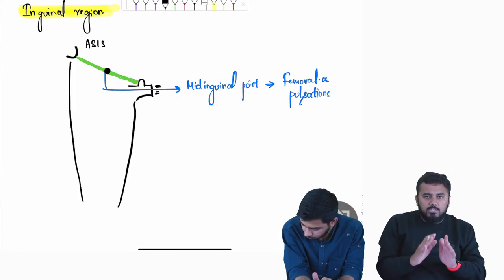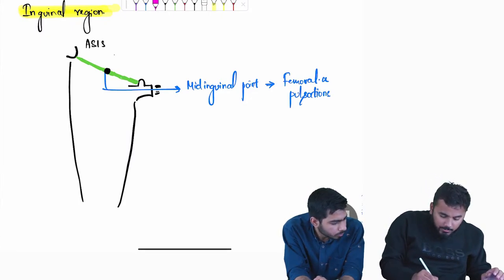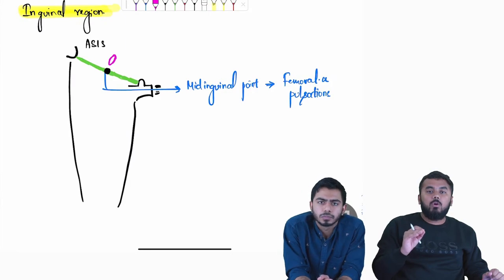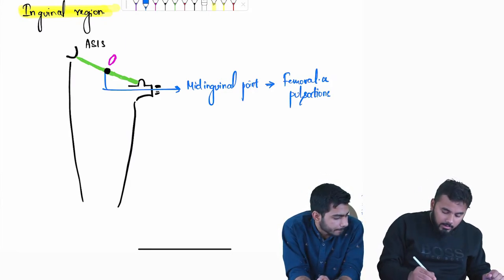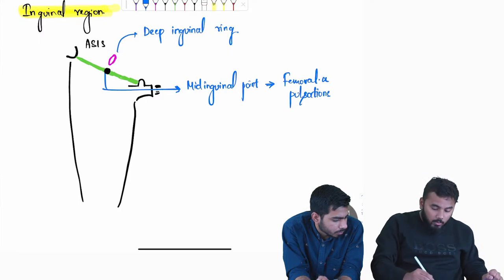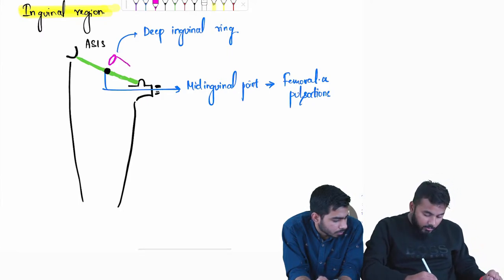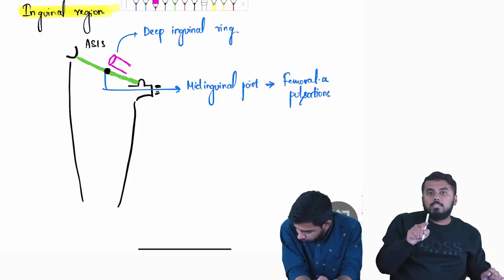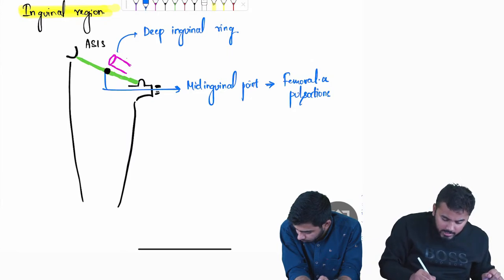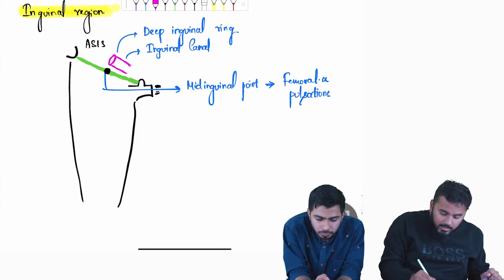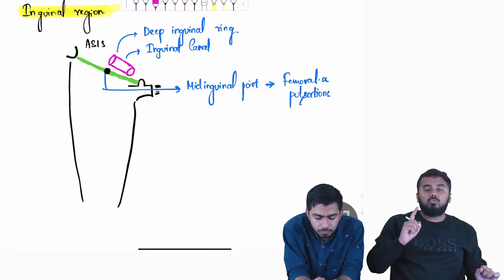Just above the mid inguinal point, all of you should remember the topography. Just above the mid inguinal point, we have got something called as deep inguinal ring, right? So this thing over here is called as deep inguinal ring. Now, look here. Deep inguinal ring will continue downward and forward through a canal here, right? So what is the name of this canal, guys? The name of this canal is inguinal canal. And finally, inguinal canal is going to end up with a ring here. This is called a superficial inguinal ring.